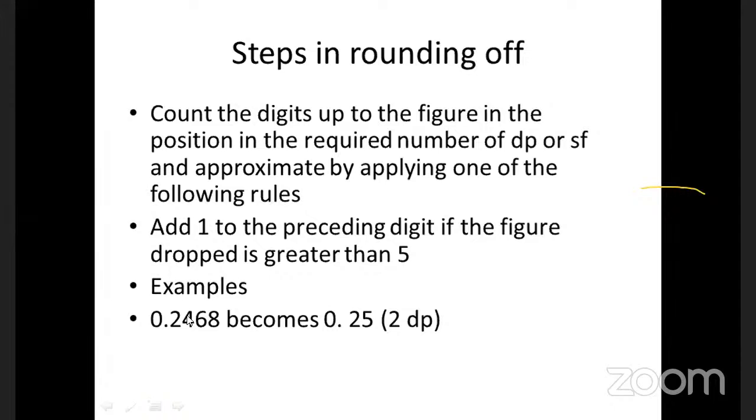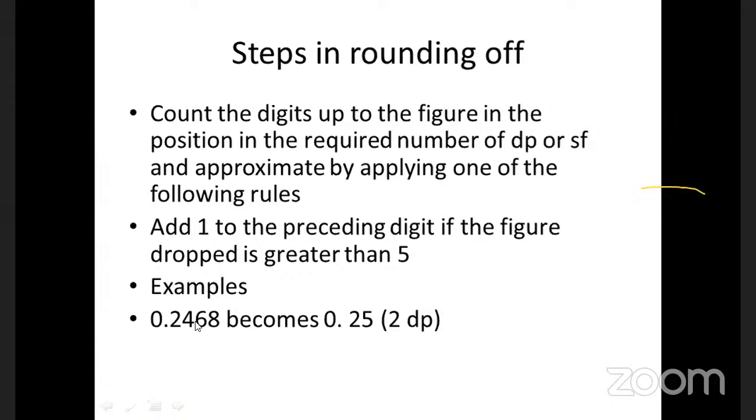And the 4 now becomes our preceding digit. Meanwhile, 6 is the figure to be dropped. This rule says add 1 to the preceding digit if the figure to be dropped is greater than 5. So you see, the preceding digit is 4. It is in the required number of decimal places to which we're supposed to approximate. But the number we're supposed to drop is 6. Our problem is only between 4 and 6. We leave the rest of the figures.